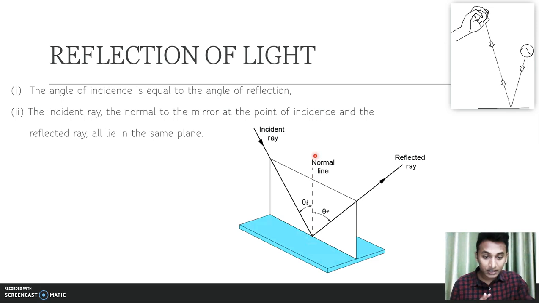This is the normal at this point, incident ray and reflected ray. As you can see in this diagram, we have made a white plane. This is the plane which we are talking about in the second law. All these three will always lie on the same plane. It will not come out of this plane.